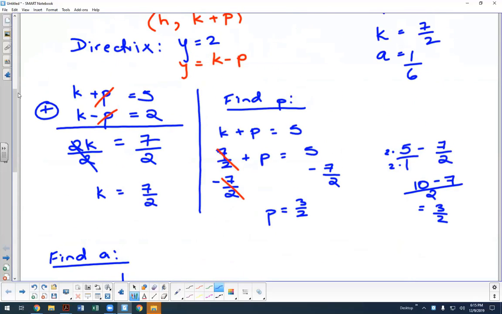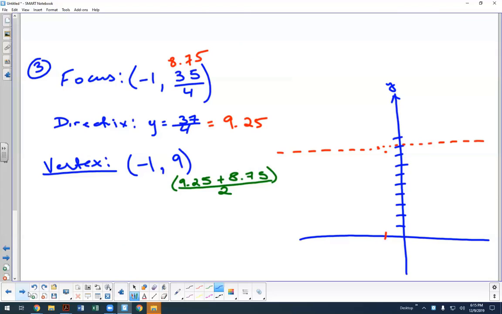Because if you use the idea of halfway between them, you don't have to do this. Okay, so this was a formal way of showing you, but what I'm showing you in the next example is the shortcut way, okay? So we have our vertex. What else did they ask us to find?